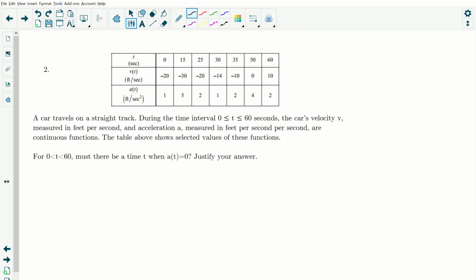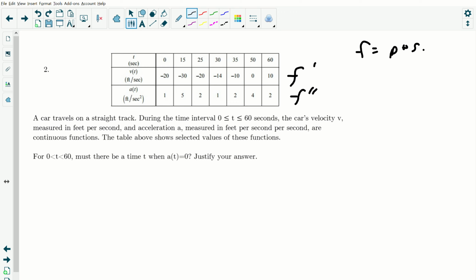Another table question, this time giving us velocity values at certain times and acceleration values at certain times, or one might imagine f prime values and f double prime values at certain times, provided that f in this case would be position. The second derivative of position is known as acceleration, and the first derivative of position is known as velocity. So a car travels on a straight track.